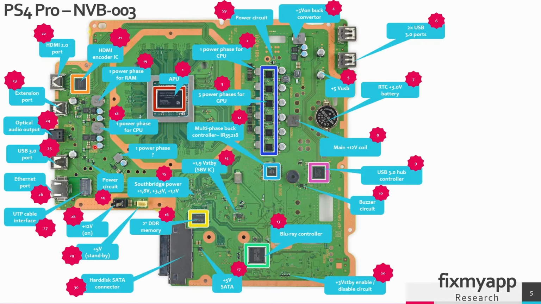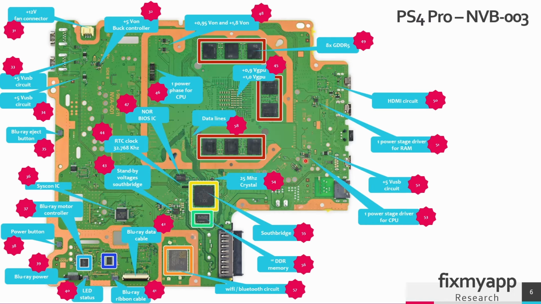Here you can find one power phase that will generate a voltage for the CPU. Also, this power phase is driven by this buck controller. It will send the PWM signal to the power phase driver IC that's located on the back side. The power phase driver IC is located on the bottom side of the PCB board. It's located in region 53.